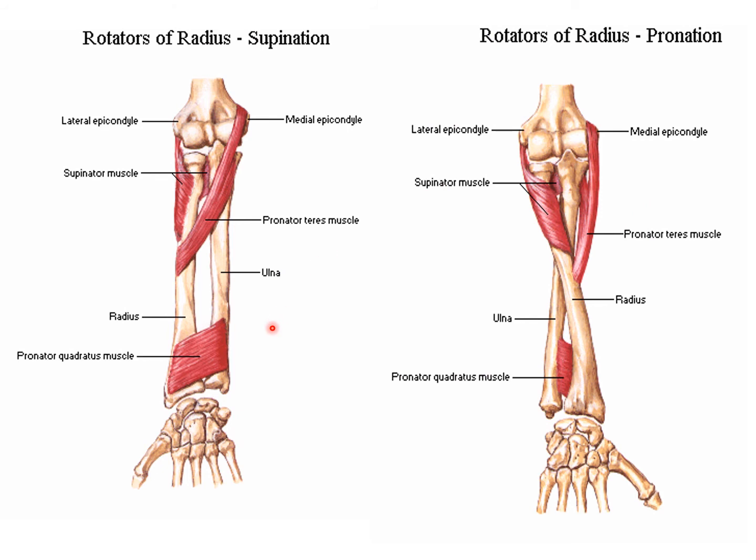So here the same diagram shows the position when there is supination, in which supinator contracts along with the biceps, and on the other side when the pronator teres and quadratus both contract, pronation takes place.